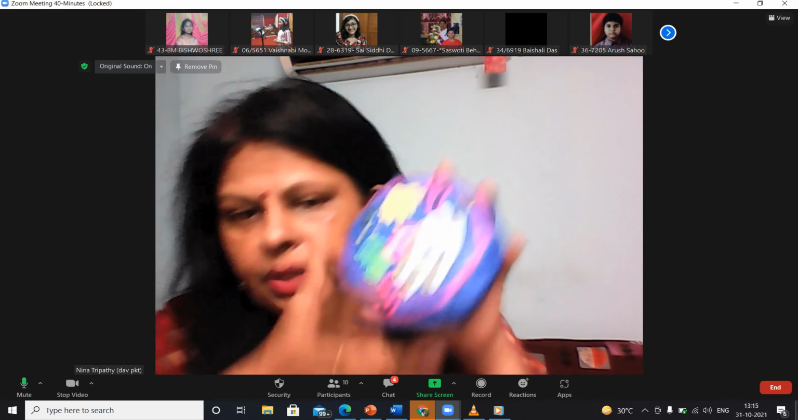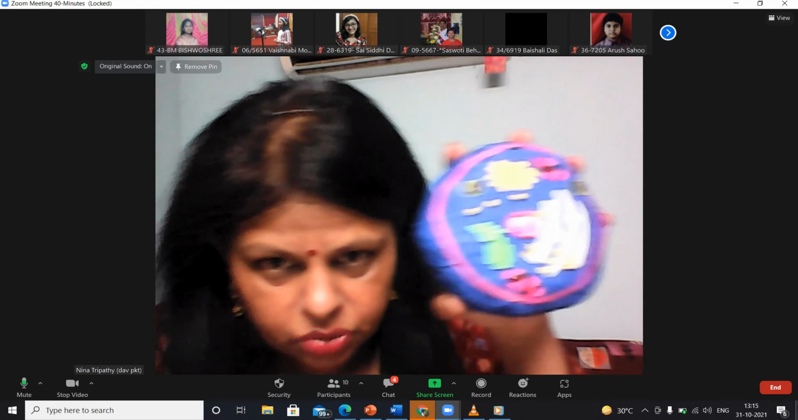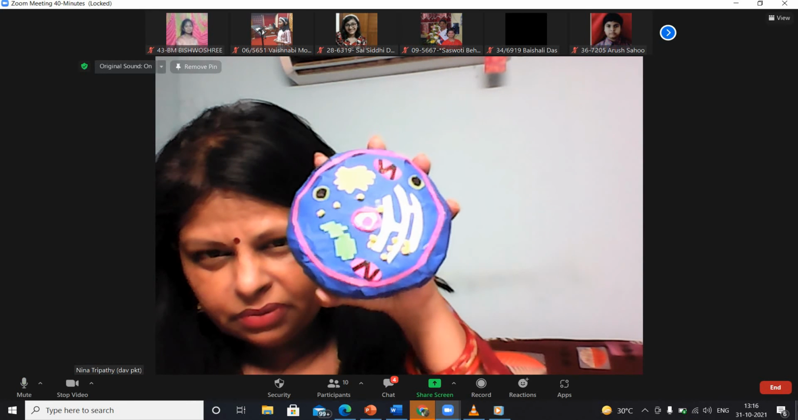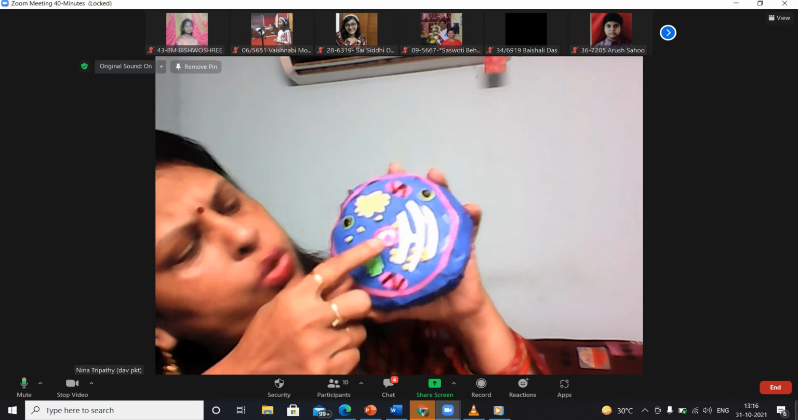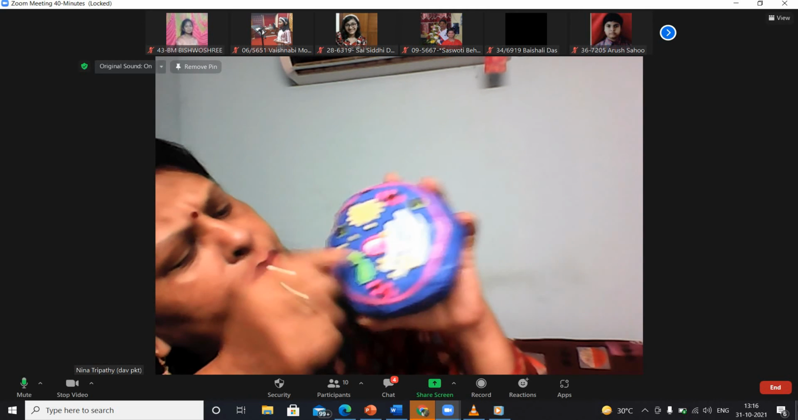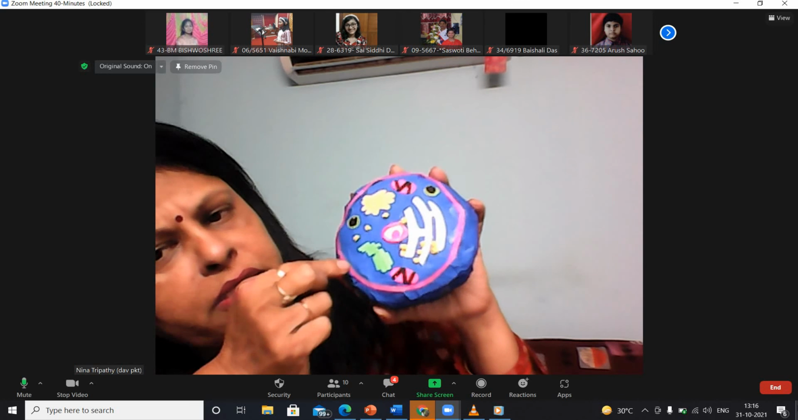Then I'll show you another model also. You can make the model like that. Which cell is this one? Tell me. Can you see the model? Animal. Okay, animal cell. So you will start from here. This is the cell membrane. You can see the line.